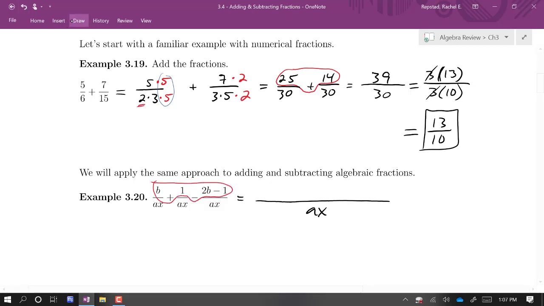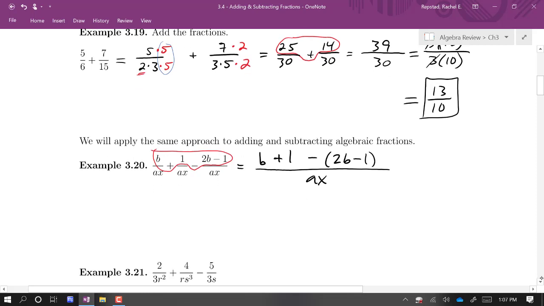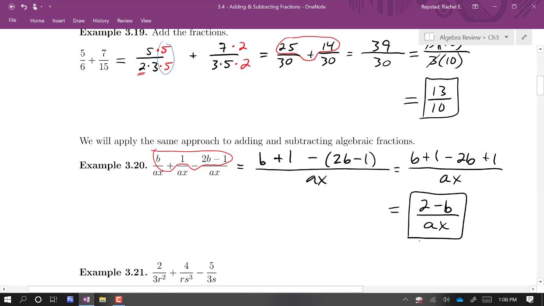on the numerators. So I've got b plus 1, and now I just have to be careful with my signs here. I'm subtracting 2b minus 1. I'm subtracting the entire numerator, so I need to use parentheses. So this is b plus 1, and now I'm going to distribute that negative, minus 2b plus 1 all over ax. And now combining like terms, I have a minus b plus 2, or 2 minus b over ax. And that is as far as we go.